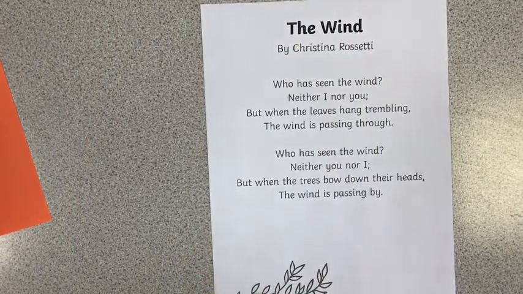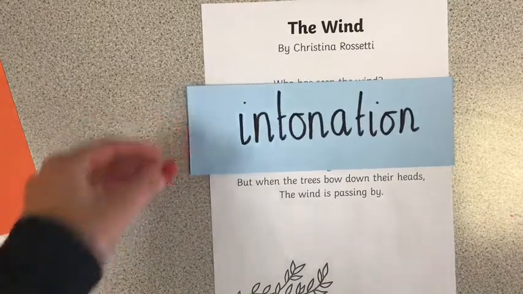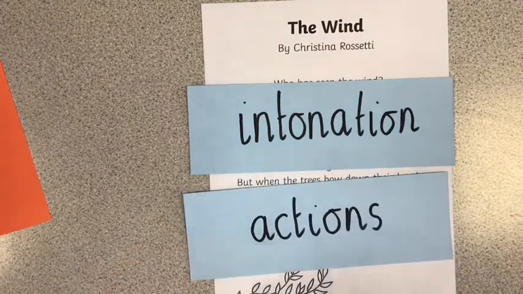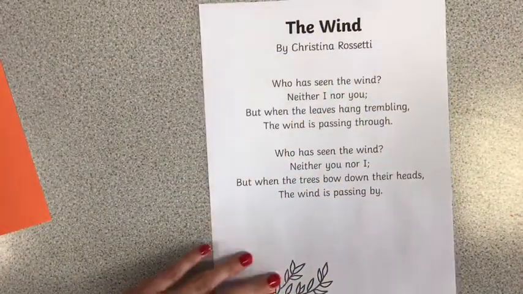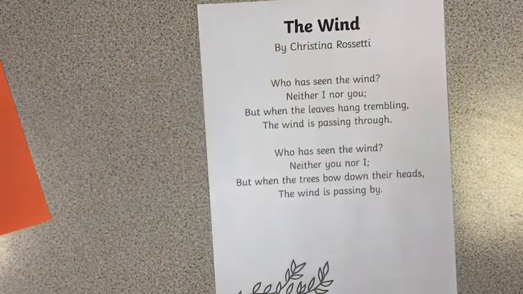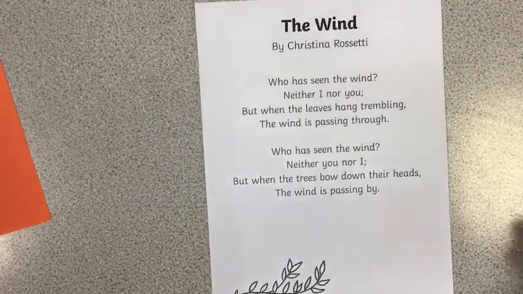After we have done that, we will then be reading the poem again to see if we can spot any lines where we can use some intonation, so we can change the pitch of our voice, and if we can add in any actions. Okay, so this is the poem that I'm going to look at today. So I can see the title is The Wind, and I can see the author by Christina Rossetti.